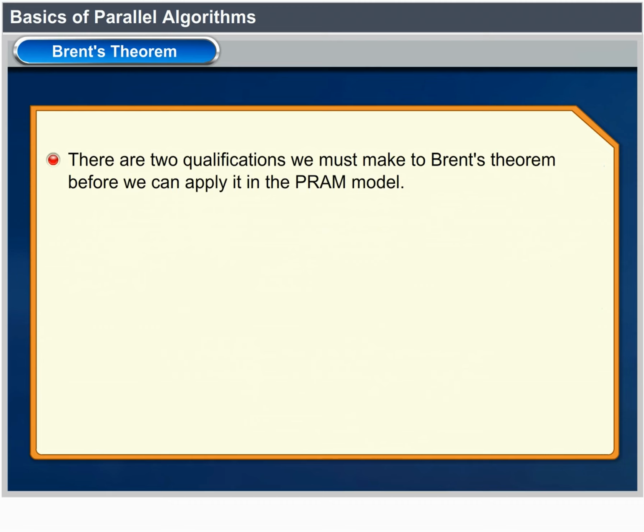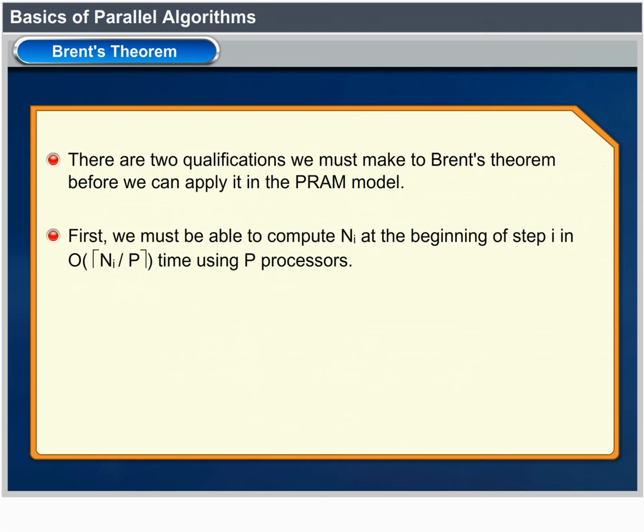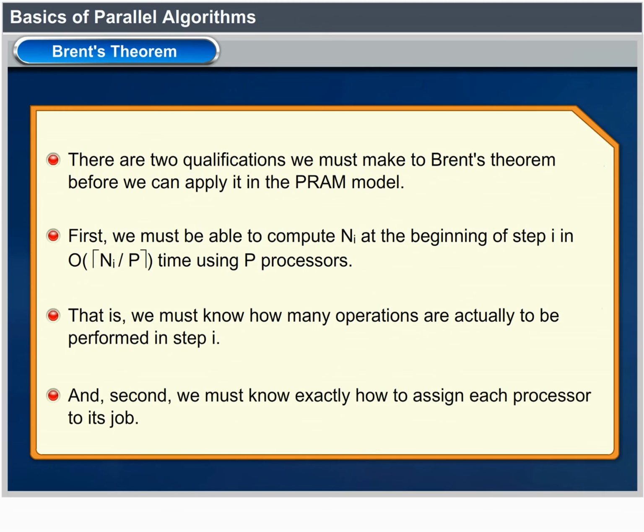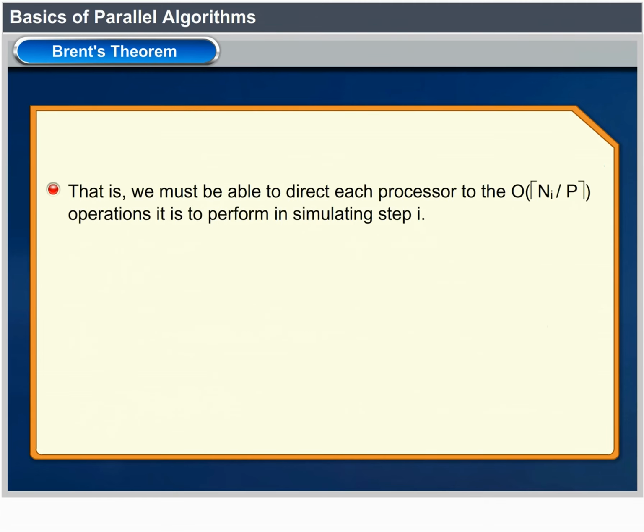There are two qualifications we must make to Brent's theorem before we can apply it in the PRAM model. First, we must be able to compute n_i at the beginning of step i in O(ceiling(n_i/p)) time using p processes. That is, we must know how many operations are actually to be performed in step i. And second, we must know exactly how to assign each processor to its job. That is, we must be able to direct each processor to the O(ceiling(n_i/p)) operations it is to perform in simulating step i.